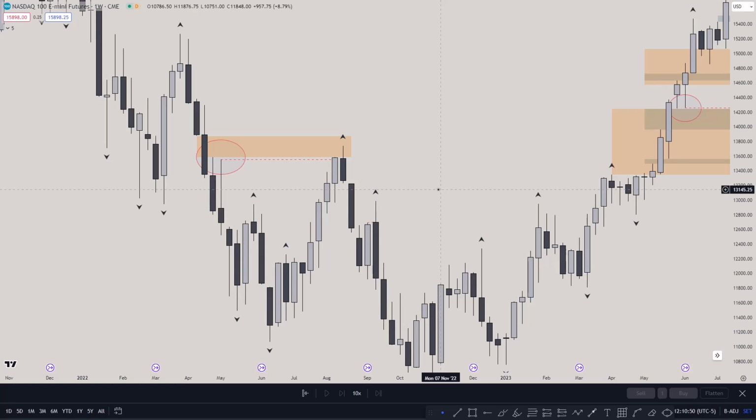This is how to find the highest probability. You need to have inducement if you really want to be sure about your fair value gap and how high probability it is. In my opinion, this is the most important point.